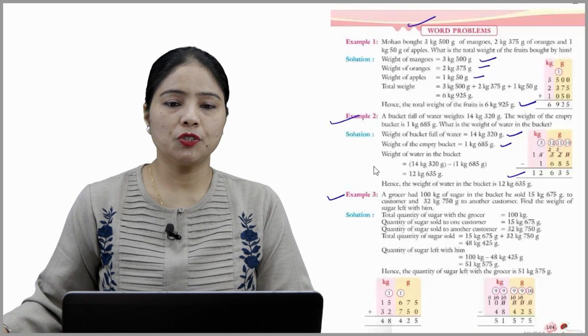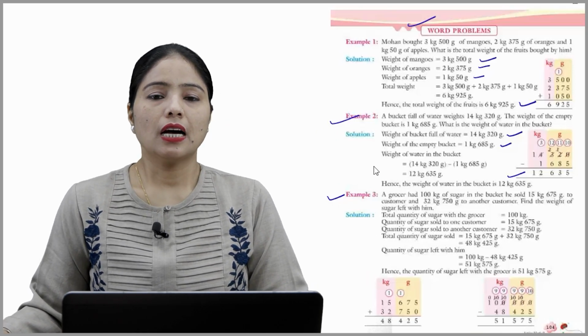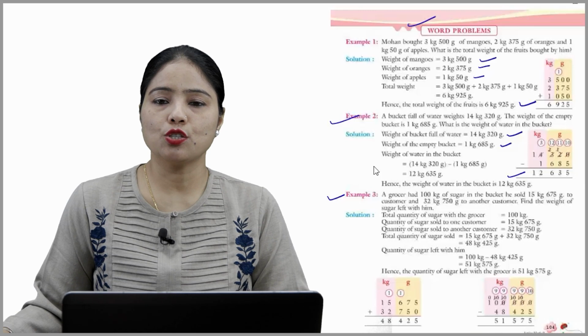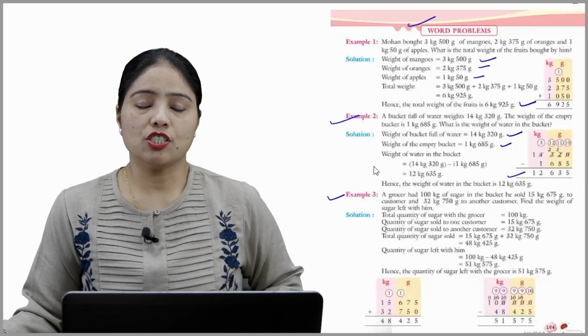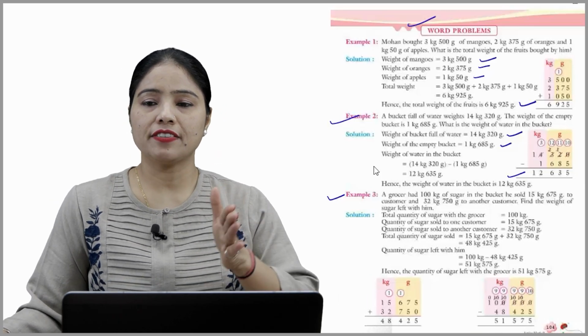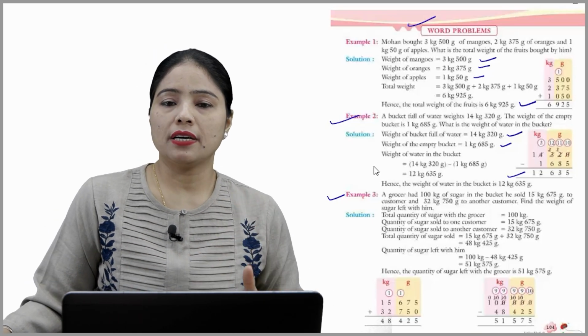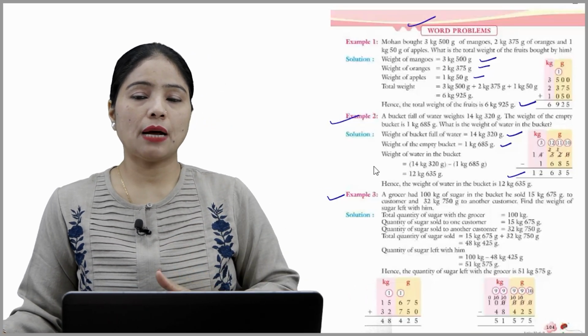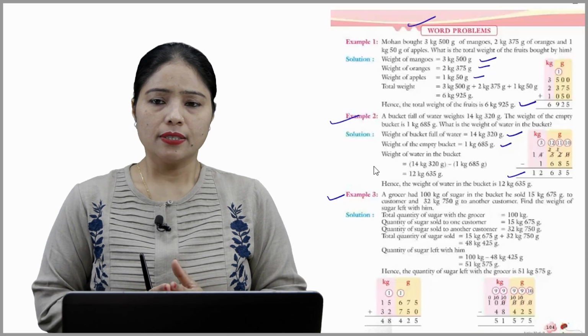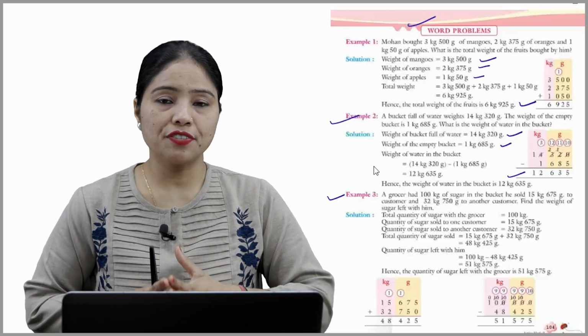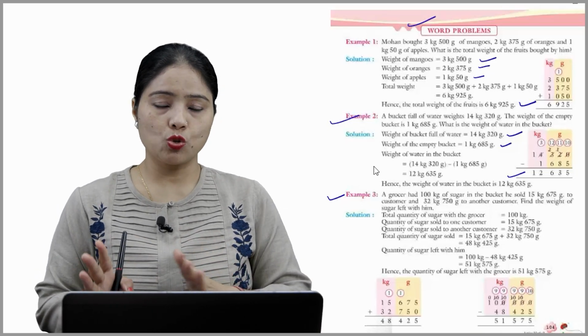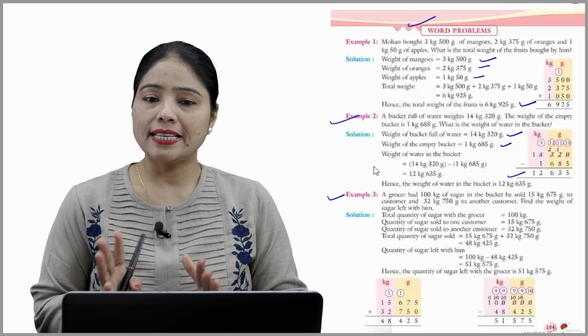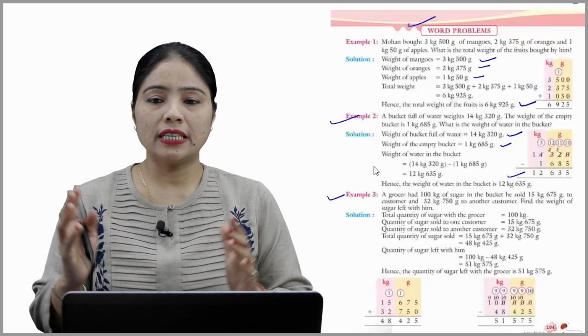Now example number 3. A grocer had 100 kg of sugar in the bucket. He sold 15 kg 675 gram to a customer and 32 kg 750 gram to another customer. Okay. So find the weight of the sugar left with him. तो कितना weight बचा है जो sugar उसके पास बची है? Let's see. Total quantity of sugar कितना है?